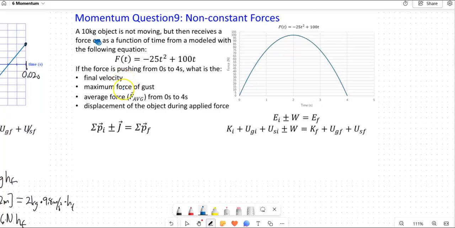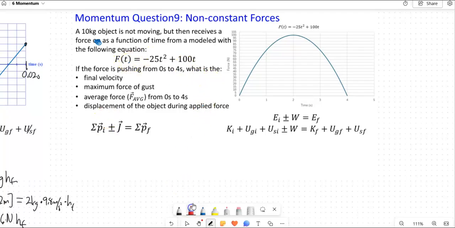So in this problem, we're supposed to figure out the final velocity, the maximum force of the gust, and the average force from 0 to 4 seconds, and the displacement of the object during the applied force. Again, that displacement we can get a lot of different ways, okay? However, let's just go ahead and get started.